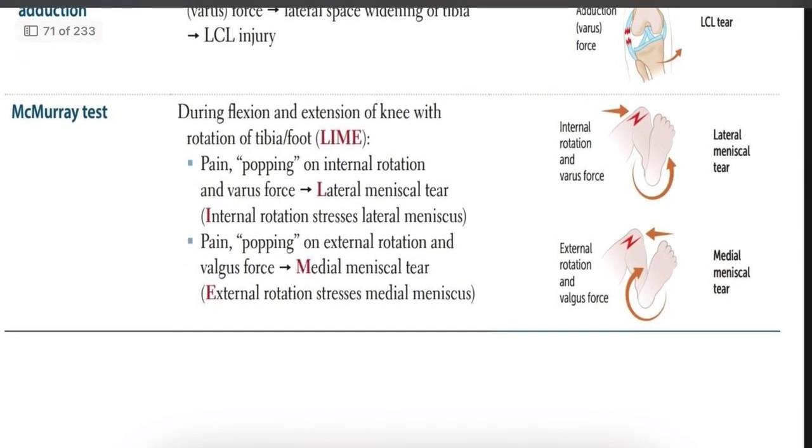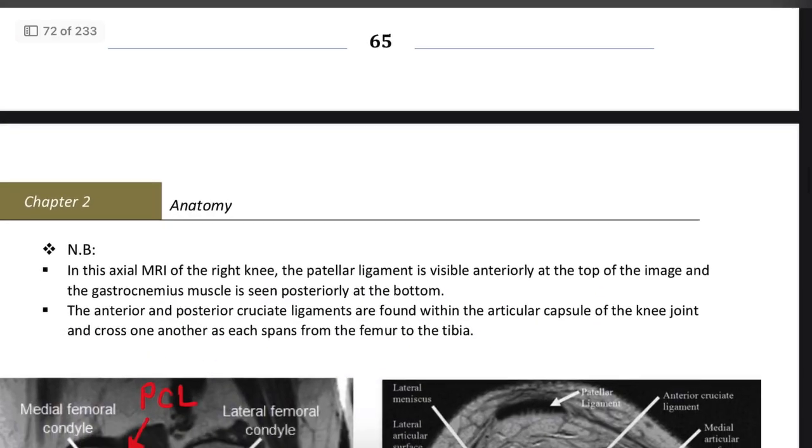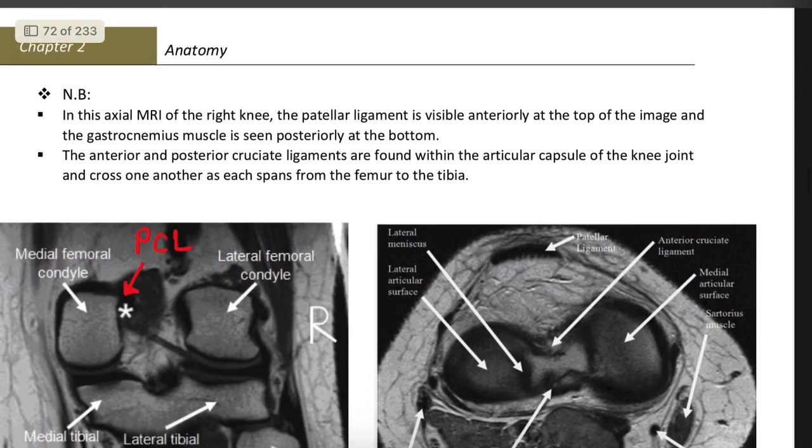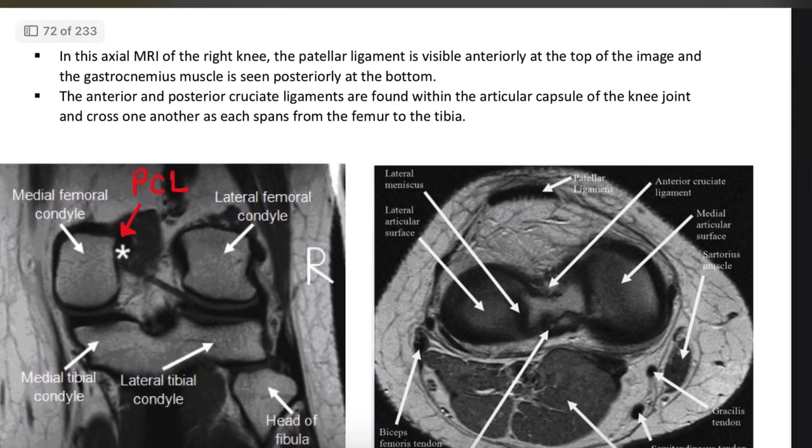Okay. Next one, in knee joint anatomy, we discussed the cruciate ligaments, ACL and PCL. The ACL and PCL are inside the joint capsule, crossing each other. The ACL runs from the anterior tibia to the posterior femur, and the posterior cruciate ligament runs from the posterior tibia to the anterior femur.